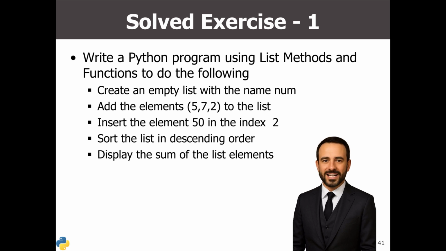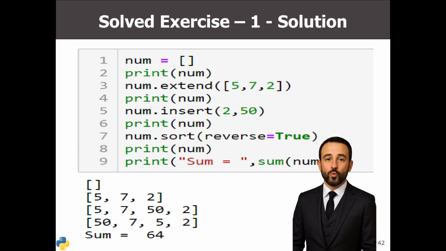Here's a solved exercise. Create an empty list, add elements, insert an element, sort in descending order, and display the sum. The solution code demonstrates initializing, extending, inserting, sorting in reverse, and printing the sum of 64.